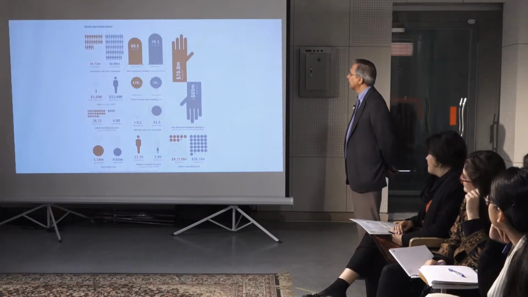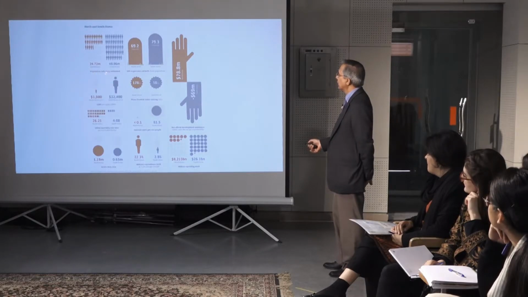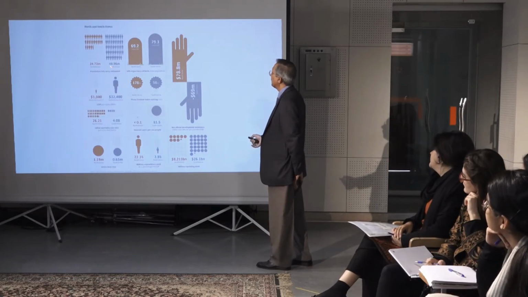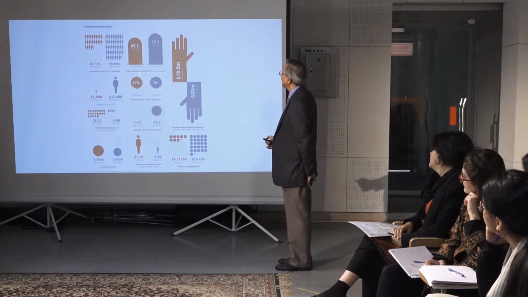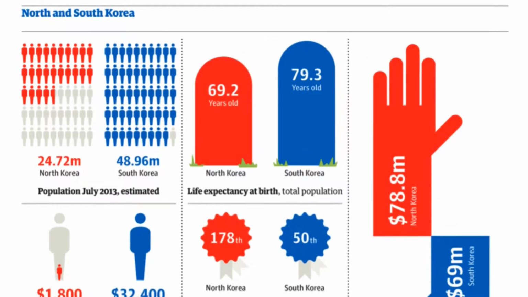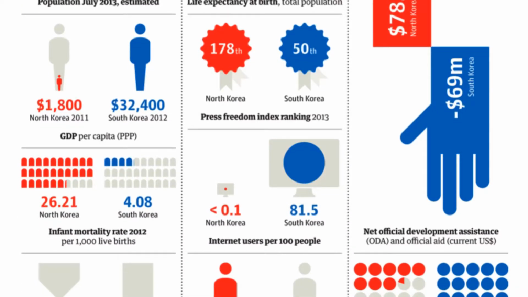So these are some facts and figures that you might find interesting. This is slightly dated, 2013. Here they give the population, 25 million, and this is almost 50 million. And this is the life expectancy, 69, 79. And this is the GDP, 1800, and South Korea's is 32,400. And this is the press freedom index, 178, 50. And this is the infant mortality rate, 26 children die. That could also be one reason for their low population. More children die at the time of birth in North Korea compared to a lesser number dying in South Korea.